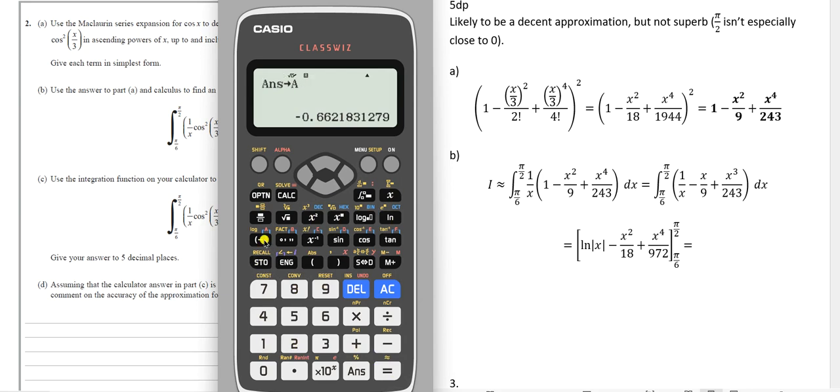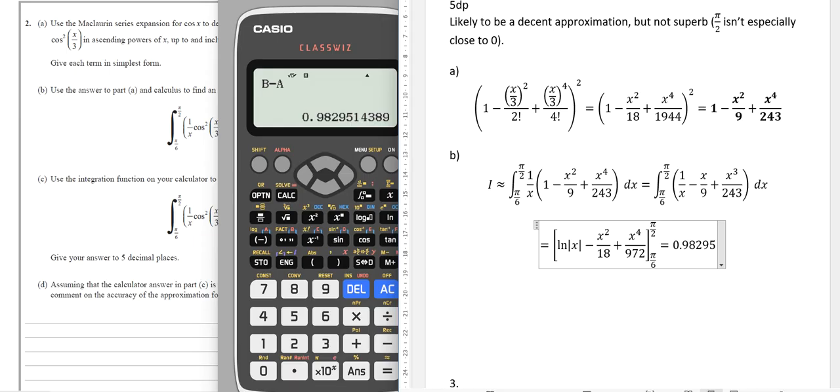And then I'm going to do the same kind of thing again, but this time I'm going to have pi by 2, store that as x, and the same thing, ln x minus x squared over 18 plus x to the 4 over 972. Store that one as b. Then I will subtract a from b. So all of this happens on a calculator and I get 0.98295.